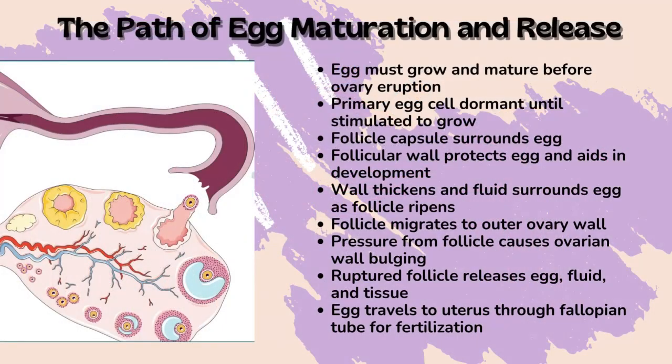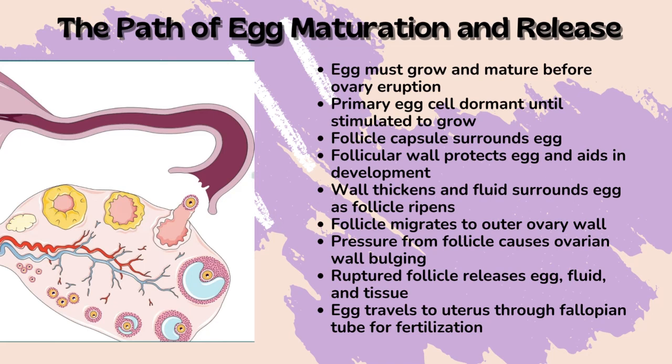Next, the path of egg maturation and release. Prior to eruption from the ovary, an egg first must grow and mature. Until stimulated to grow, the primary egg cell passes through a period of dormancy that may last several years. The egg cell is surrounded by a capsule of cells known as the follicle. The follicular wall serves as a protective casing around the egg and also provides a suitable environment for egg development. As the follicle ripens, the cell wall thickens and a fluid is secreted to surround the egg. The follicle migrates from within the ovary's deeper tissue to the outer wall.